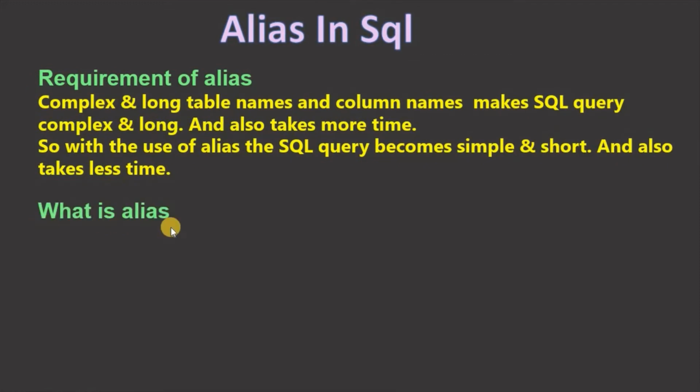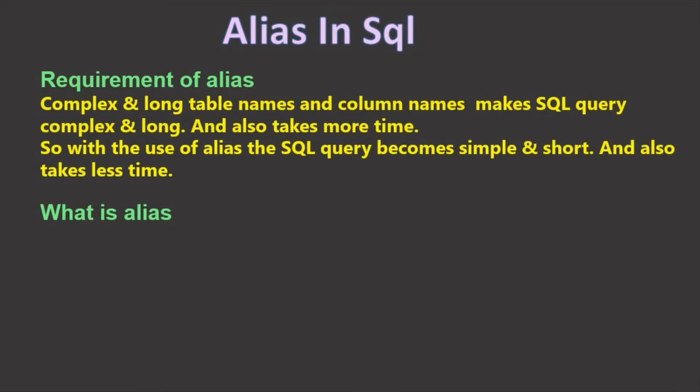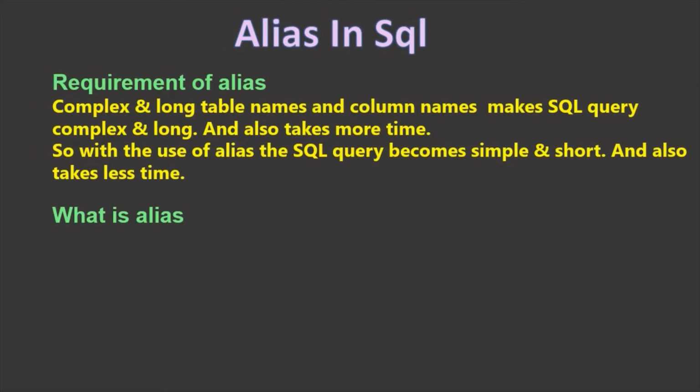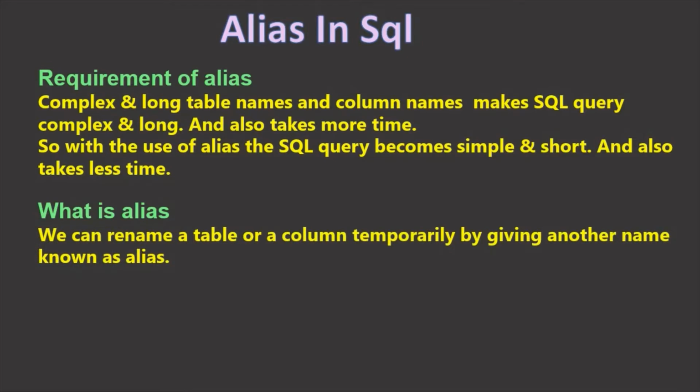What is alias? When we rename a column name or table name in an SQL query to make queries simple and short, giving a new, temporary name, that is called an alias or alias name. We can rename a table or a column temporarily by giving another name known as alias.